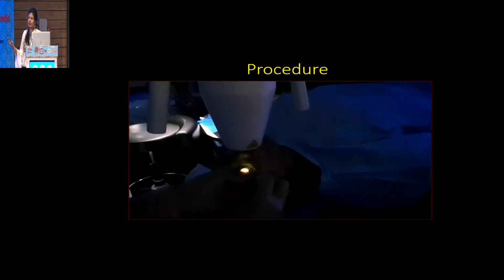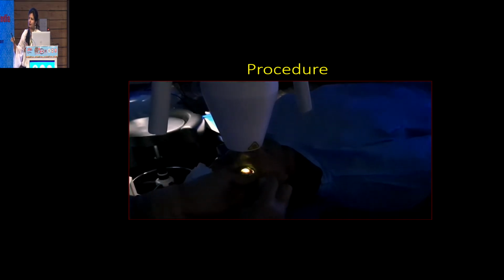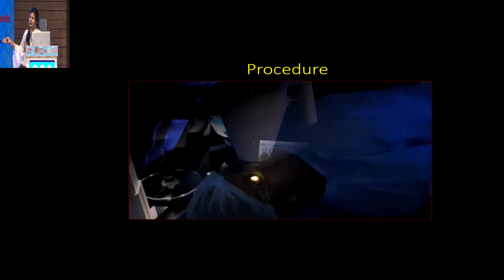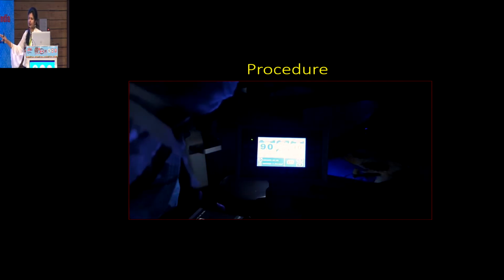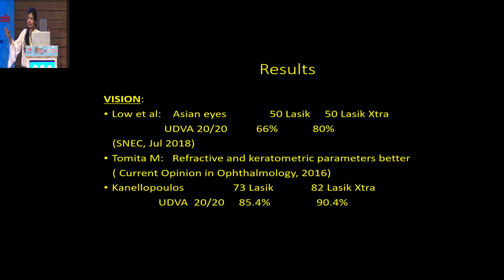The amount of energy used varies from 10 milliwatts to around 30 milliwatts, but for a very short duration of time. I don't have that machine, so I use 9 milliwatts for around 5 minutes. So 60 seconds of exposure to riboflavin, and then around 80 seconds of exposure to UVA is what is classically proposed. Now this is an epithelium-on procedure, mind you, because you are putting the LASIK flap back.